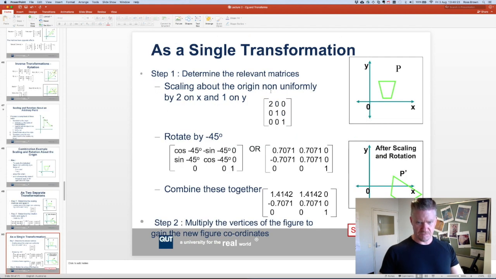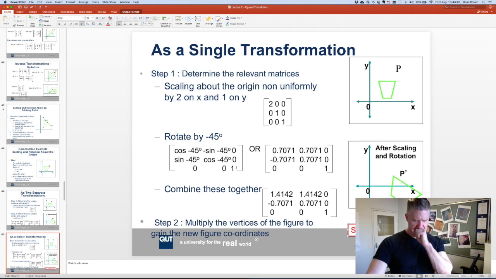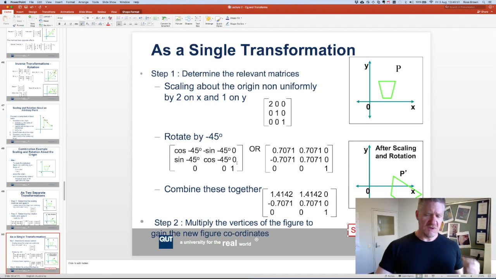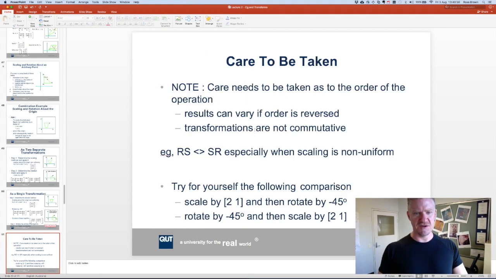As a single transform, just multiply the two together. So put them together and you will end up with a transform matrix that does this in one hit. So it's scale 2, 1, rotate minus 45, for the transposed points, the transposed matrix and the transposed points, P transpose. Excuse me. So once you've done that, you've got the principle for how all these transforms are put together.